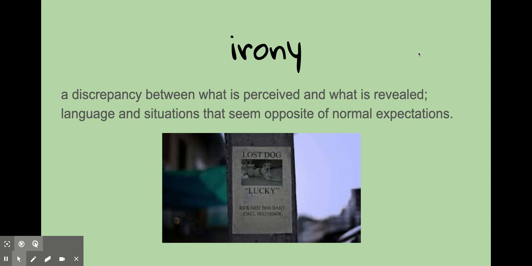Irony is when there's a difference between what we perceive and what is revealed later in the story. So language and situations that seem opposite of what we would normally expect. For example, this little dog here named Lucky, we would expect that Lucky would live a charmed life. We would not expect a dog named Lucky to be lost. So perception and reality are different.